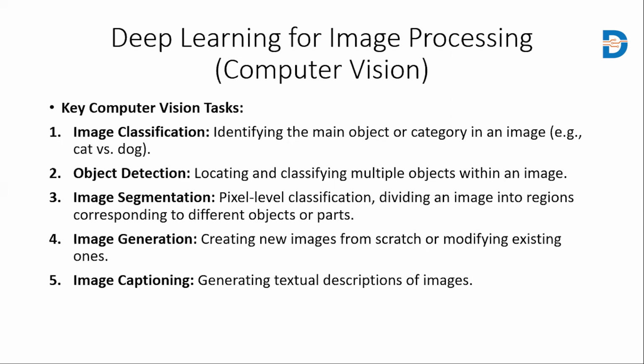Then, object detection, locating and classifying multiple objects within an image. Then image segmentation. It is pixel level classification, dividing an image into regions corresponding to different objects or parts. Based on the pixel intensity, we can do this image segmentation. Then image generation. It creates a new image from scratch or modifies existing ones. The last one is image captioning, generating a textual representation or description of the image.